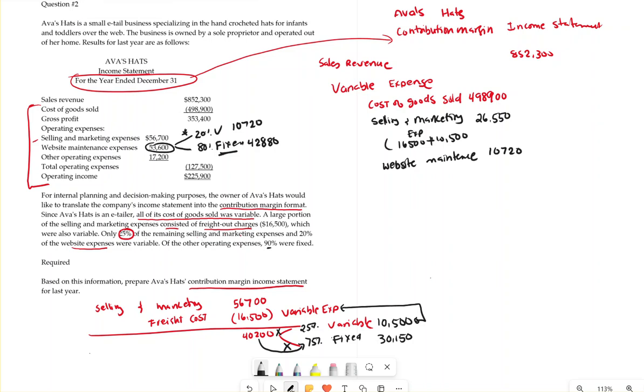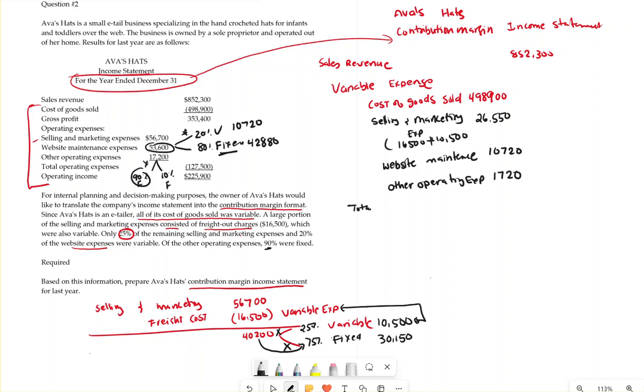They said the other expense is 90% fixed. So from here we have 90% fixed and 10% variable. Let's do the other operating expenses, which is 1,720. 10% of that is variable, and the rest, 90%, is fixed. So we are done with all your variable expenses.